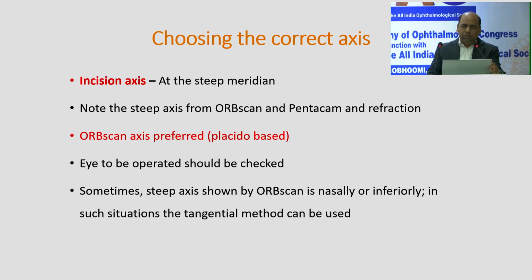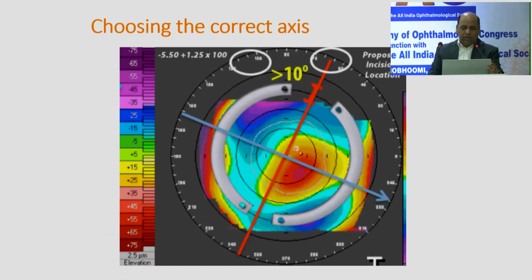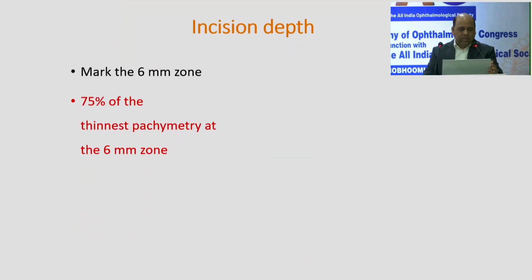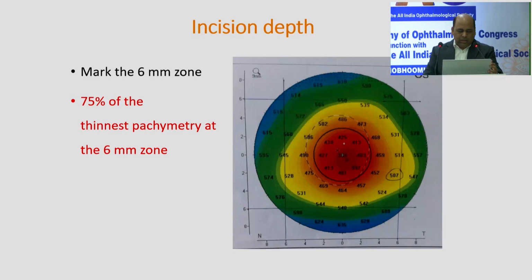Again, the axis location from where you should insert your intact rings should be at the steep meridian, on OpScan, Pentacam. You can use any device. And sometimes with the OpScan or these topographies, they show the steep axis nasally or inferiorly. In such a situation, you can go for the tangential method. To find the axis with the tangential method, you have to draw a line towards the direction of the cone and then draw a perpendicular to that, and you will get the steep axis. For incision depth, mark the 6 millimeter zone and take 75% of the thinnest pachymetry at the 6 millimeter zone, and that will be the plane in which you are going to put the intact rings.